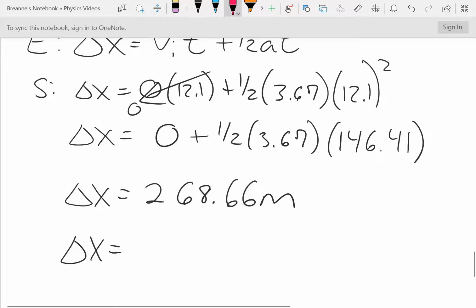Put that into standard form. You have to move the decimal over 2 times. And that gives you 2.69 times 10 to the 2 meters.